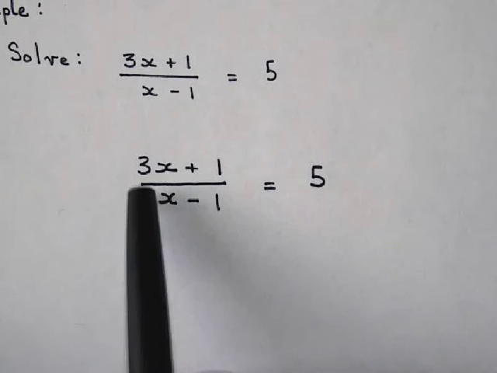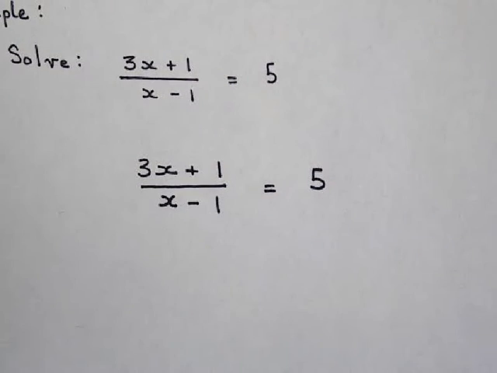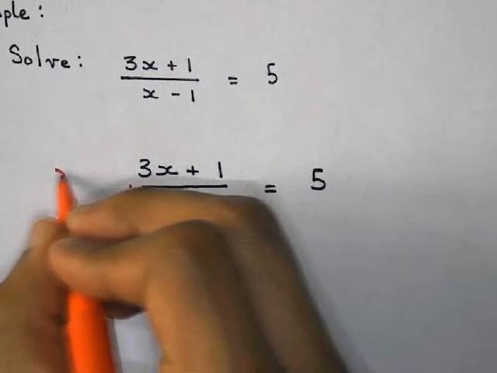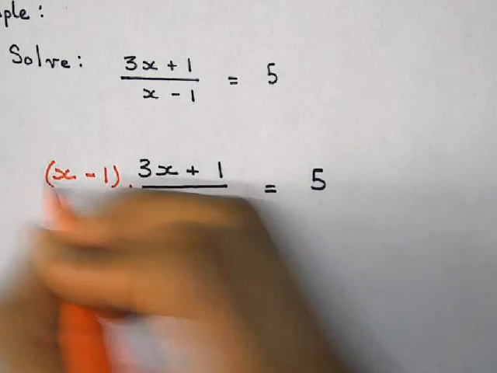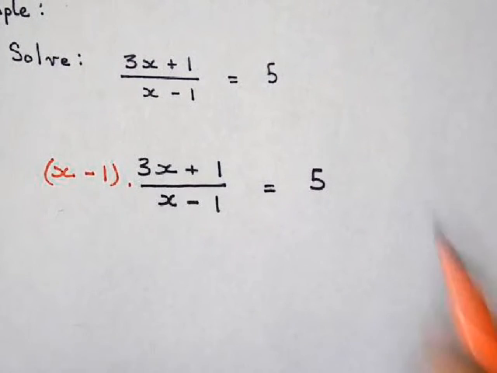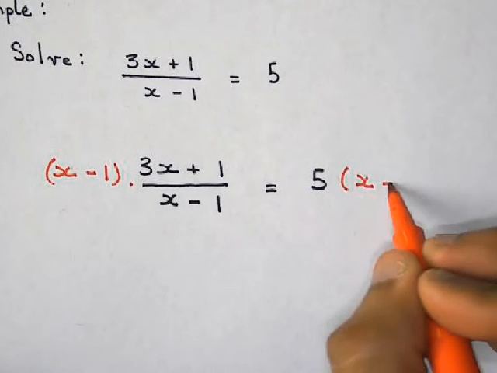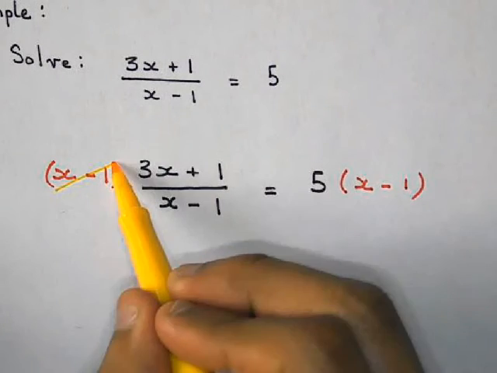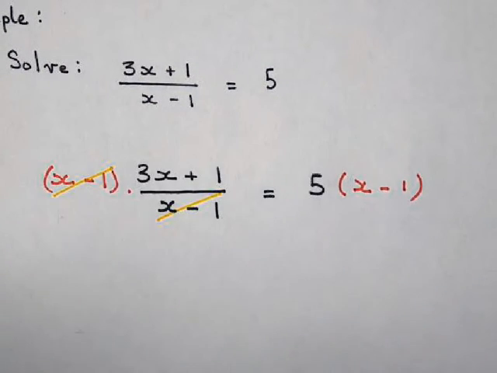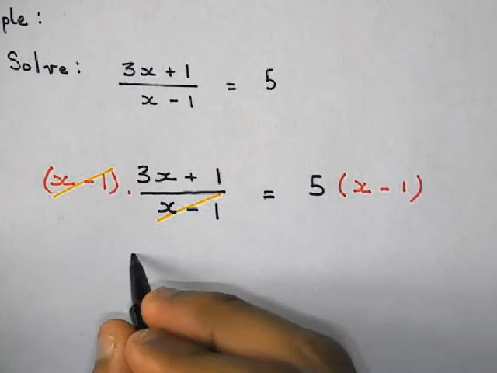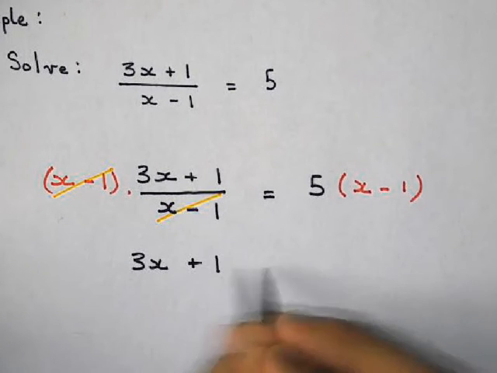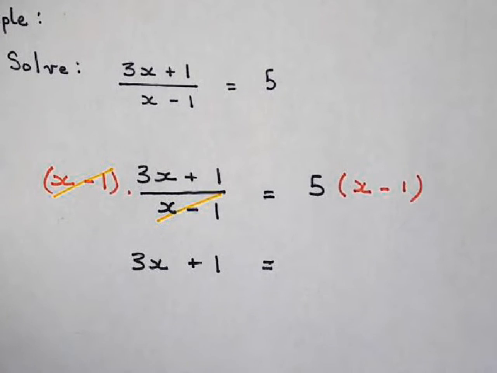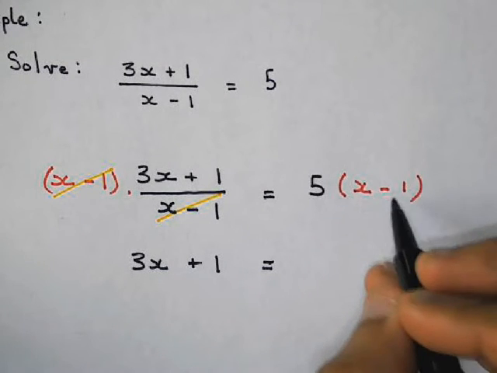So again, I have 3x plus 1, and I'm dividing by x minus 1. So how do I undo dividing by x minus 1? Well, I can simply multiply by x minus 1. But if I multiply the left side by x minus 1, then I have to multiply the right side by x minus 1 as well, so that I can balance out my equation. Now on the left side, the x minus 1s are going to reduce out, and we're going to be left with 3x plus 1 equals. Now on the right side, we have 5 times x minus 1.